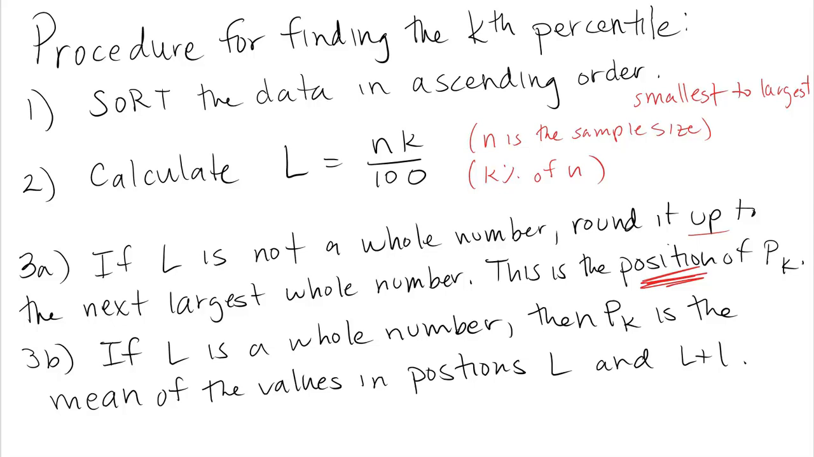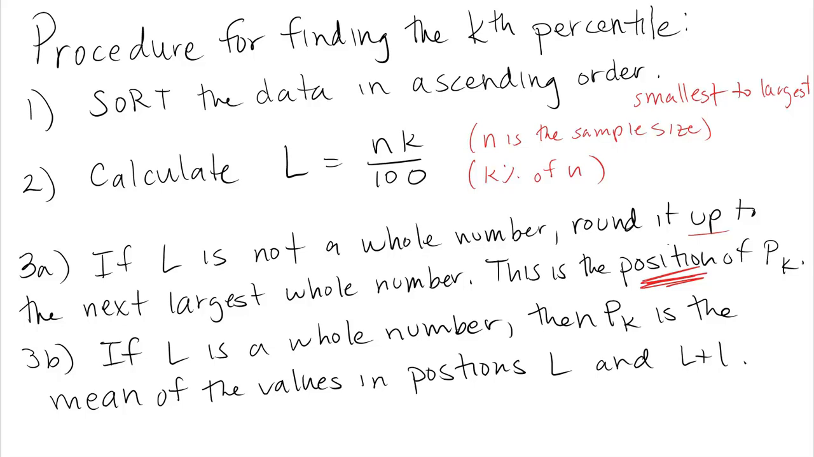If L is a whole number, then you have to do something similar to what you do for medians when you've got an even number of values. You're going to find the average, the mean of two spots. If L is a whole number, then the kth percentile is the mean of the values in positions L and L plus 1. So you count down to the Lth spot, you find the number right next to it, that would be position L plus 1, and you find the mean of those two values. You add them together and divide by 2.